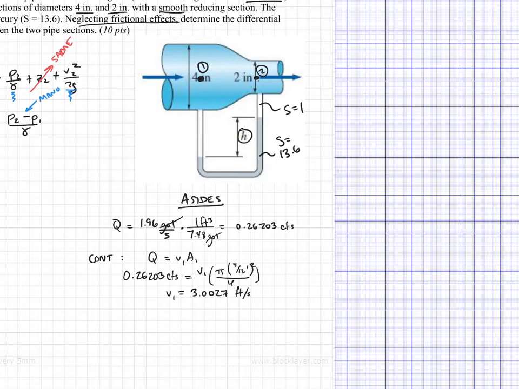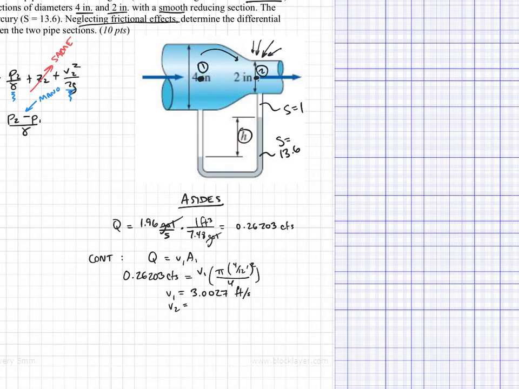Okay, so I could do this again for position 2, over here. However, you should know at this point from my class that the ratio of the diameters is a factor of 2, so the ratio of the velocities will be 2 squared, which is 4. So V2 is faster, 4 times faster.